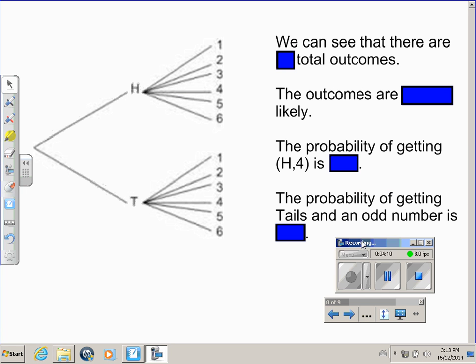And this is a second challenge I'm leaving you with. From the tree diagram, you can see that there are, and you'll figure out how many total outcomes there are. The outcomes are, well, are they equally or not equally likely? The probability of getting heads and 4 is, and last question for you to work out at home, the probability of getting tails and an odd number is. So you can pause the video, take a deeper look at this diagram, figure out your answers. We'll take it up tomorrow.